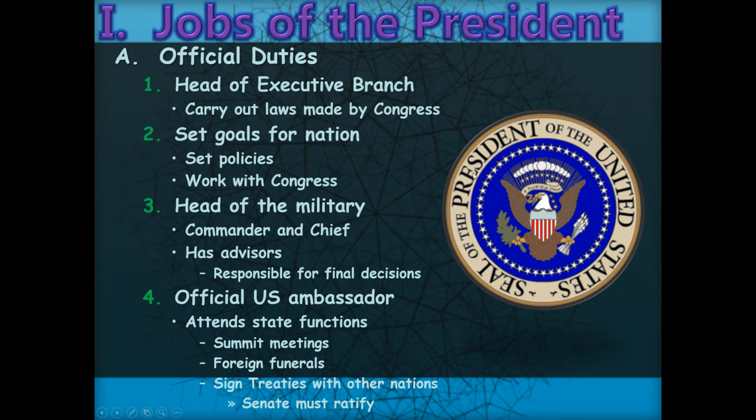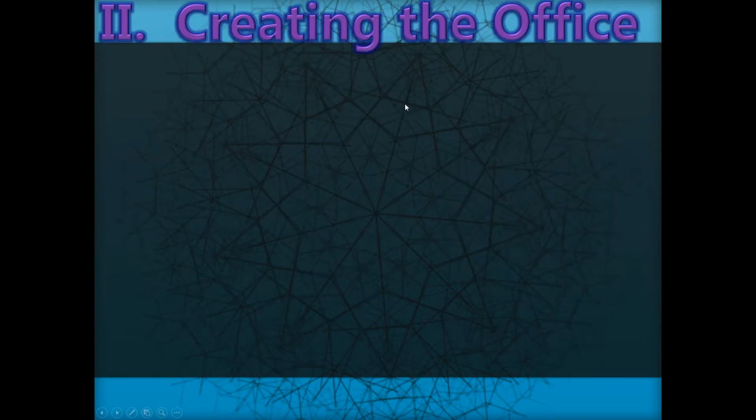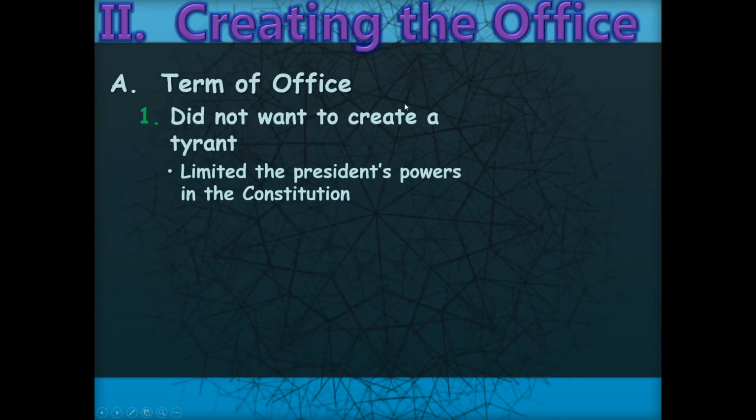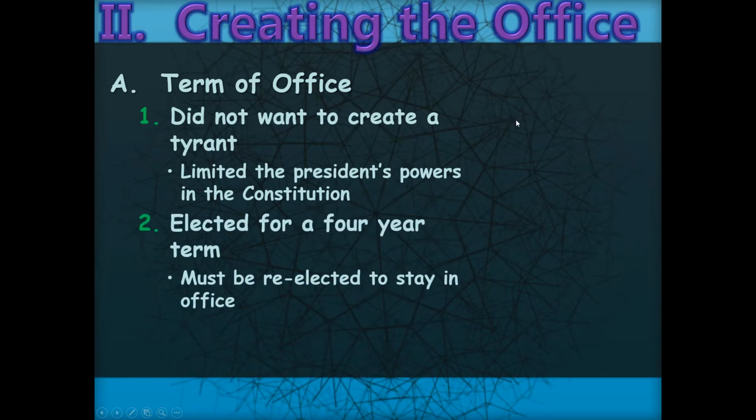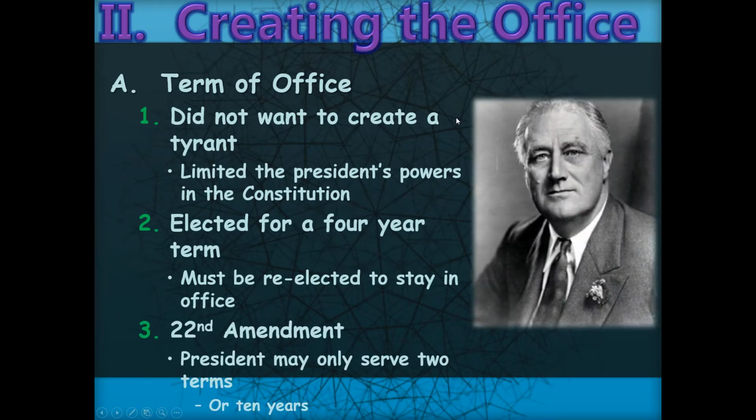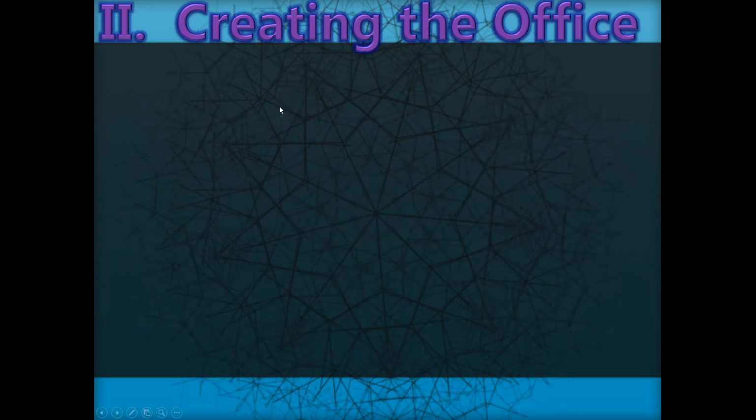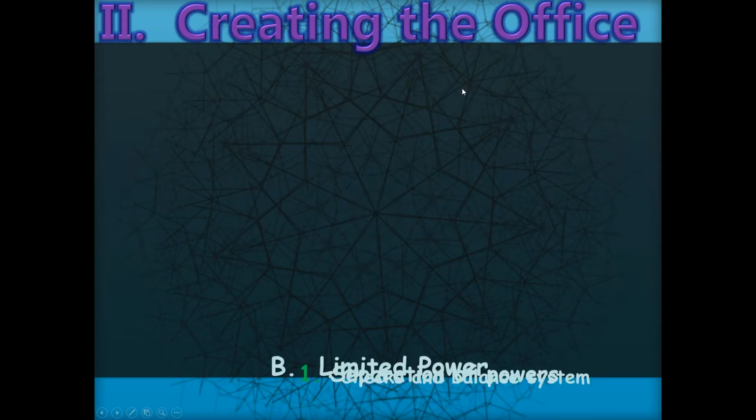He has all these official duties as head of the executive branch, but then we also know that a lot of those duties come by tradition. They were once set up by George Washington and some of the presidents that came right after him, but those duties have sort of been cemented as roles of the president. Term of office, elected for 4 years at a time. Because of the 22nd Amendment, the president can now serve a total of 2 terms.